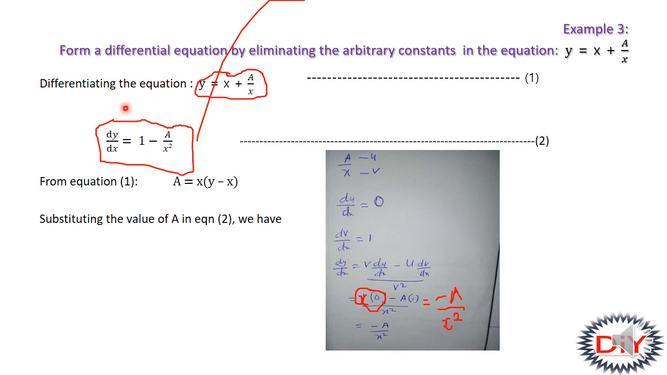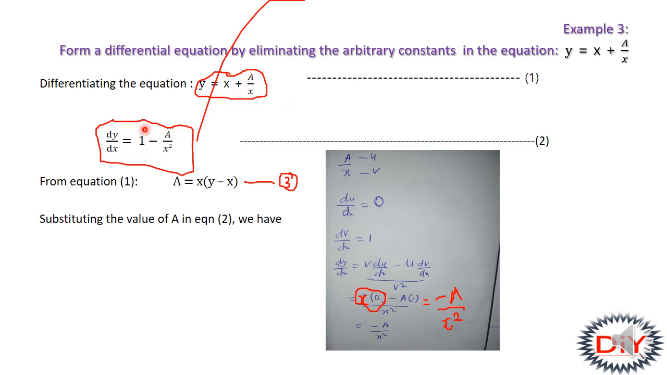This is our equation 2, and we have already gotten a to be what? x into bracket y minus x from equation 1. Let's say this is our equation 3, right? Now this equation 3, we got it from equation 1 by what? Making this equation linear, collecting the like terms and bringing a to the left hand side.